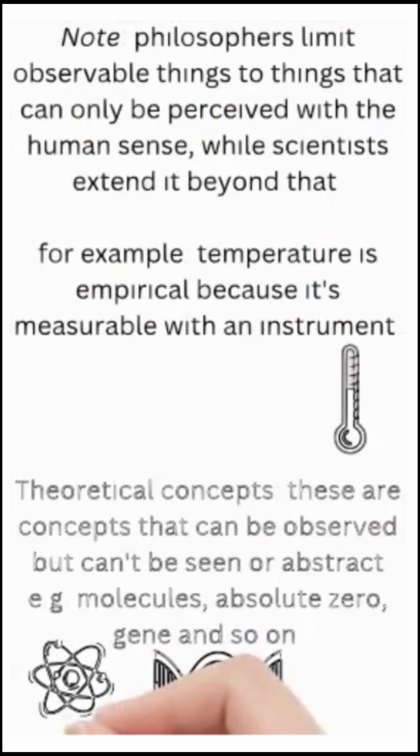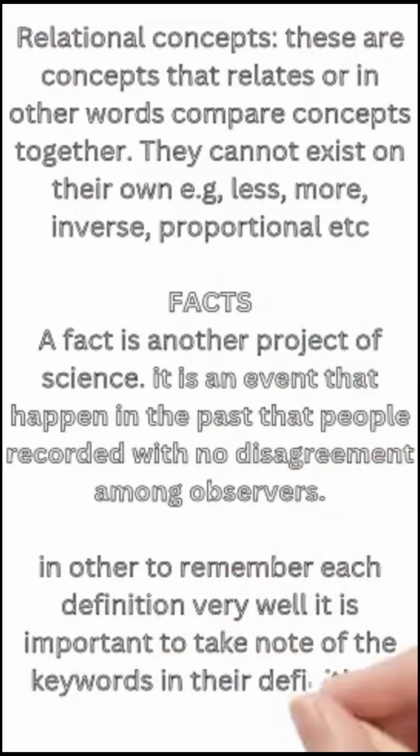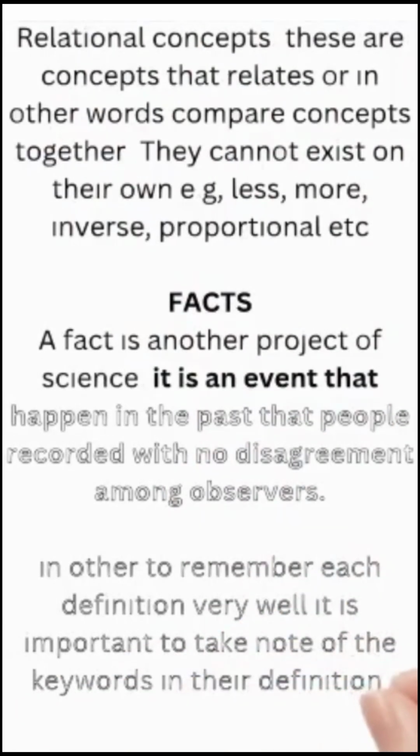Theoretical concepts. These are concepts that can be observed but can't be seen, or abstract, e.g. molecules, absolute zero, gene, and so on. Relational concepts. These are concepts that relate, or in other words, compare concepts together. They cannot exist on their own, e.g., less, more, inverse, proportional, etc.